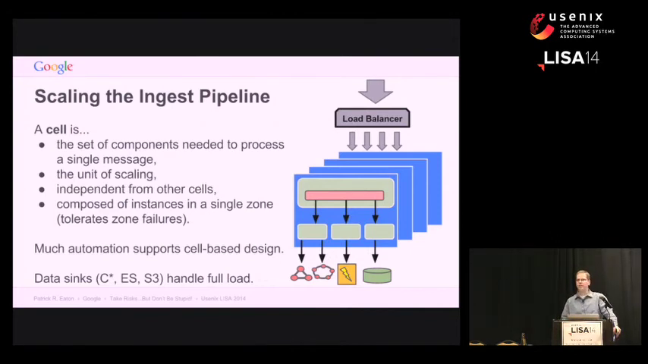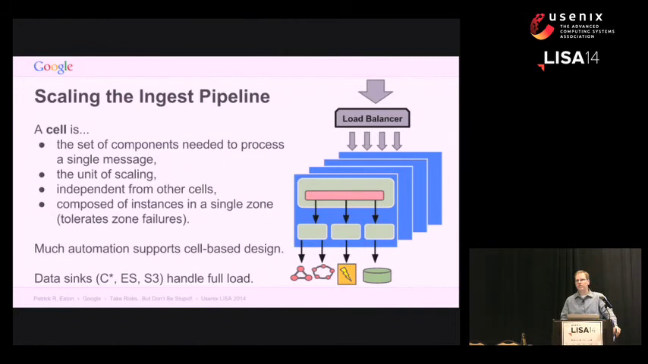Each cell is independent from all the other cells. So if a failure in one cell happens, all the other cells continue to operate. And all of the components for a single cell are deployed in the same zone. So that allows us to tolerate zone failures in addition to instance failures. If one zone goes offline, we lose the set of cells in that zone, but all of the cells in the remaining zones stay online.